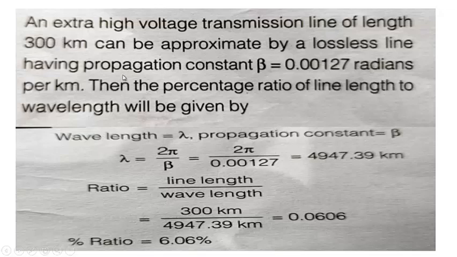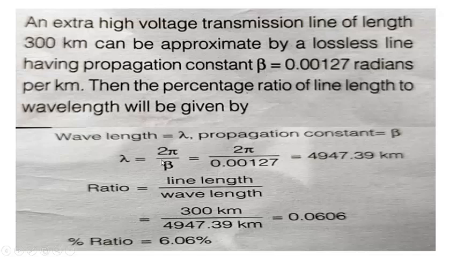Similarly, another question which is also asked, I haven't mentioned the year of this question, maybe 2017 or 2018. An extra high voltage transmission line of length 300 km can be approximated by a lossless line having a propagation constant of 0.00127 radians per kilometer. Then the percentage ratio of the line length to the wavelength of the line will be given as. So we have to find the percentage of 300 divided by lambda. First we have to calculate lambda.